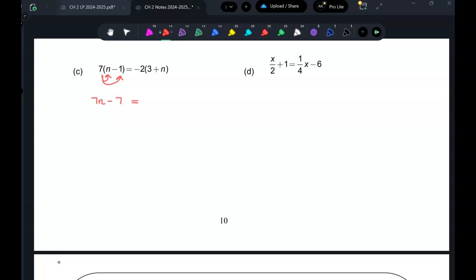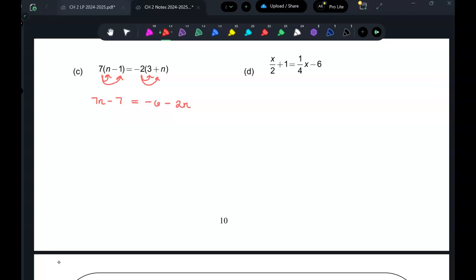Okay, so on the left side we have 7n minus 7. Don't forget to distribute it to both parts. What's the right side going to look like? Negative 6 plus negative n. Is it minus 2n? Yeah, minus 2n. Don't forget to distribute to both parts. Okay, negative 2n, right? Yeah, it's a minus 2n, or you could put plus negative 2n.